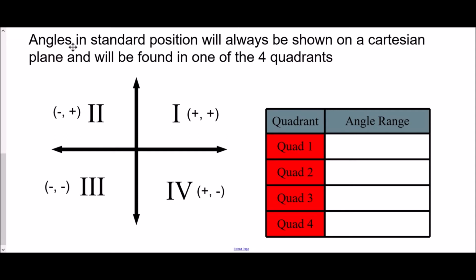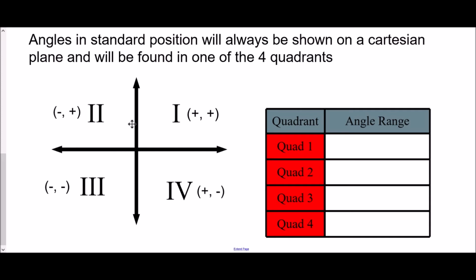You might want to pause for a few seconds and think about what's going on here. Angles in standard position will always be shown on a Cartesian plane and will be found in one of the 4 quadrants. So any plane is divided into 4 different quadrants: Quadrant 1, Quadrant 2, Quadrant 3, Quadrant 4.